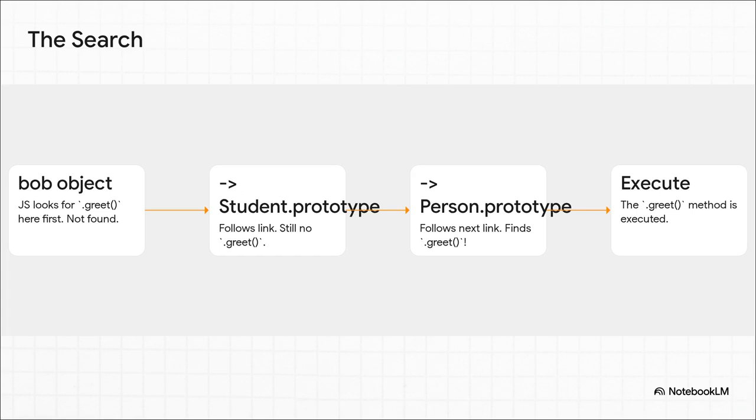Think of JavaScript as a detective. First, it looks right on the Bob object itself. Hey, Bob, you got a .greet method? Nope. Okay, no problem. JavaScript then follows that hidden link to Bob's blueprint, the student prototype. It asks again, hey, student prototype, you got .greet? Still nope? All right, one more try. It follows the next link up the chain, this time to person prototype. What about you, person prototype? You got a .greet method? And bam, found it. It executes the function right there. This series of links, this upward search, that is the famous prototype chain.